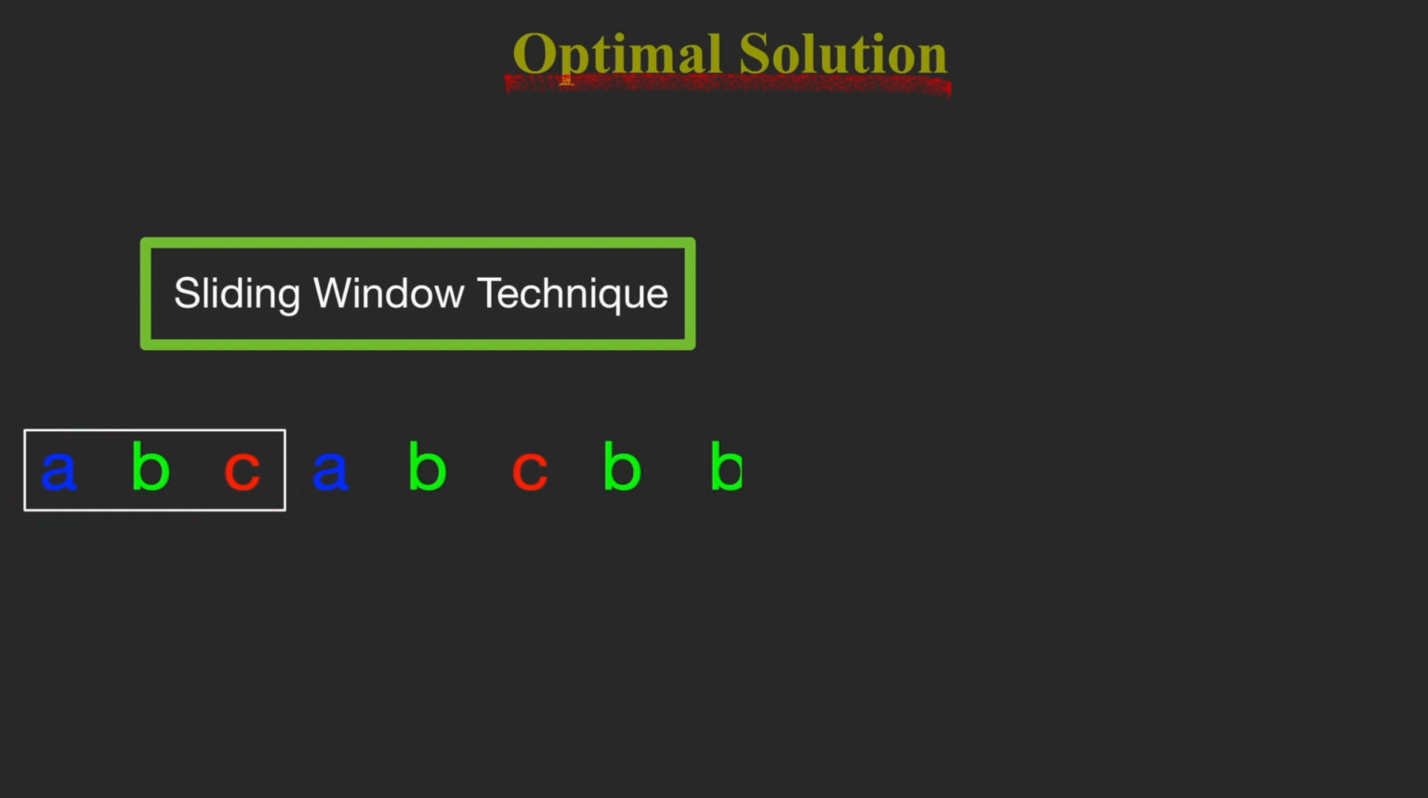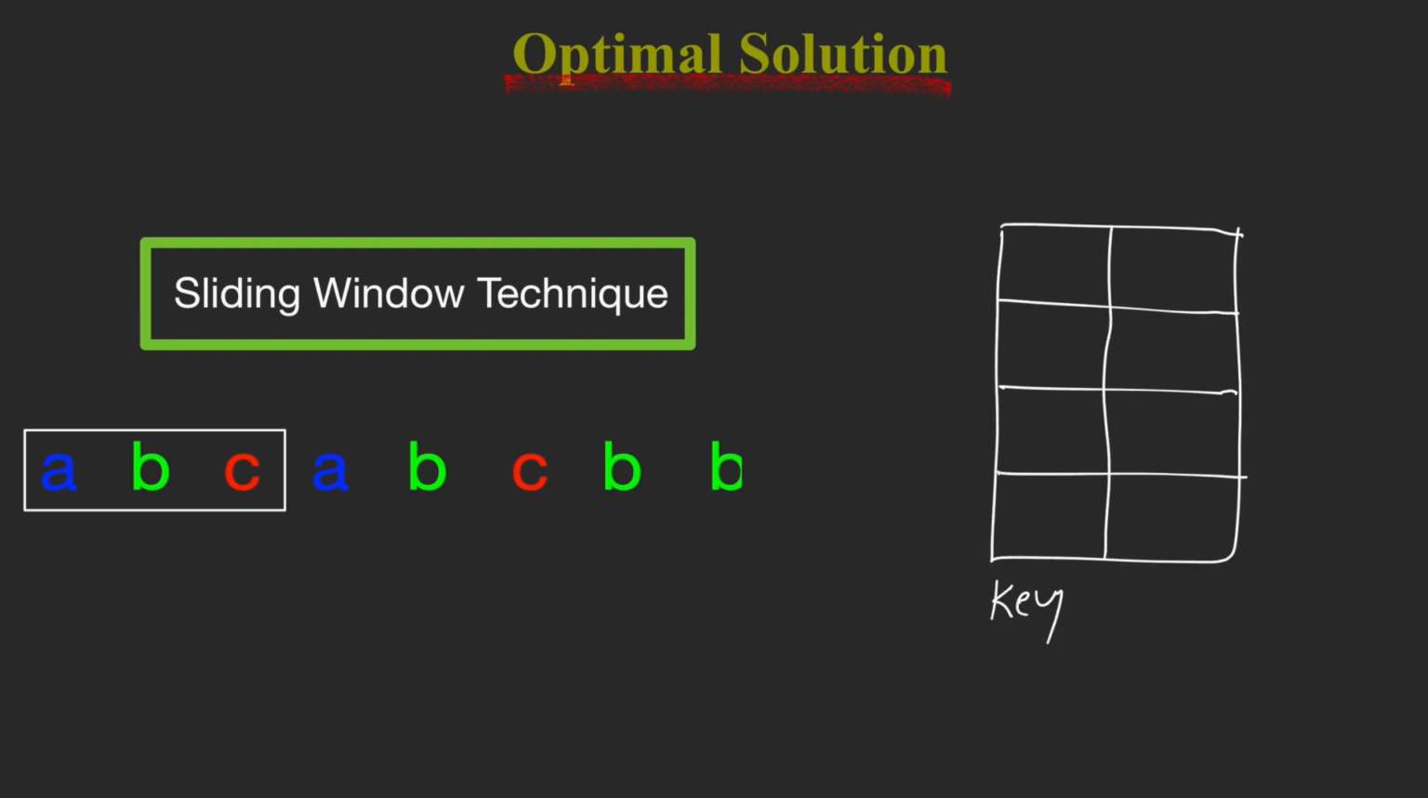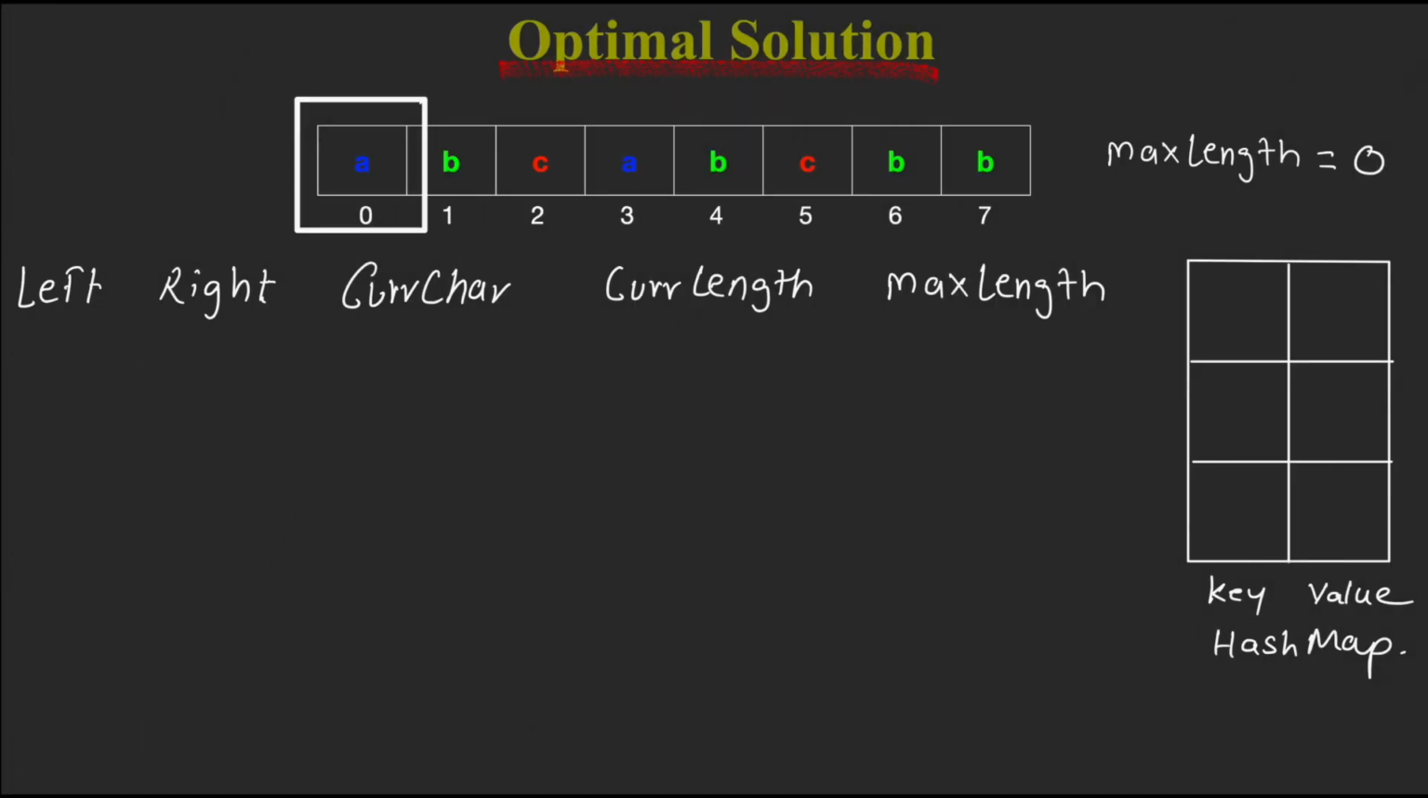To efficiently check for repeating characters within our window, we will use a hash map. This hash map will store each character encountered within the current window along with its index. This allows us to quickly determine if a character is already present in our window, and if so, where its previous occurrence was. Let's do a dry run with the example string ABCABCBB. We will initialize our left pointer to 0, our max length to 0, and our hash map as empty. Our right pointer will iterate through the string.